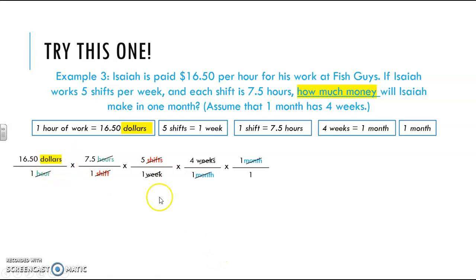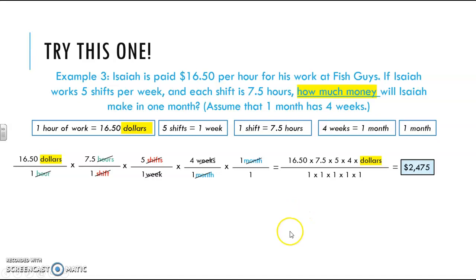Finally, we're going to multiply across, so numerators together, denominators together. What's nice on this one is that all of the denominators are 1. And then when we multiply the numbers together, we get our final answer. So Isaiah's bringing home $2,475 in that month.